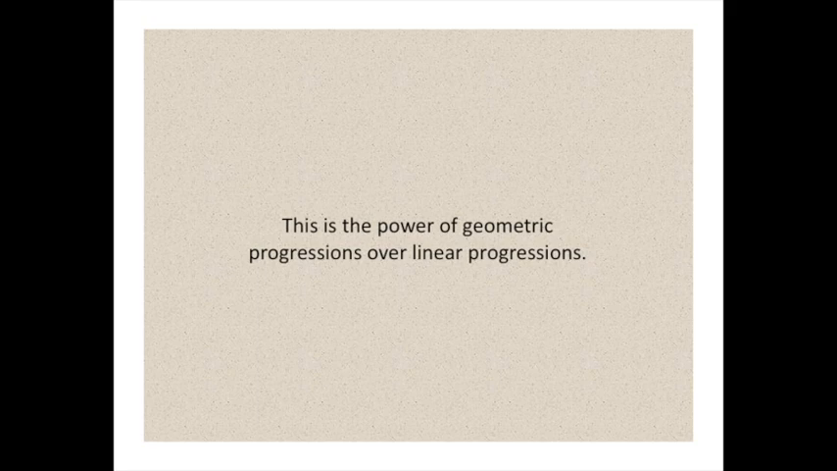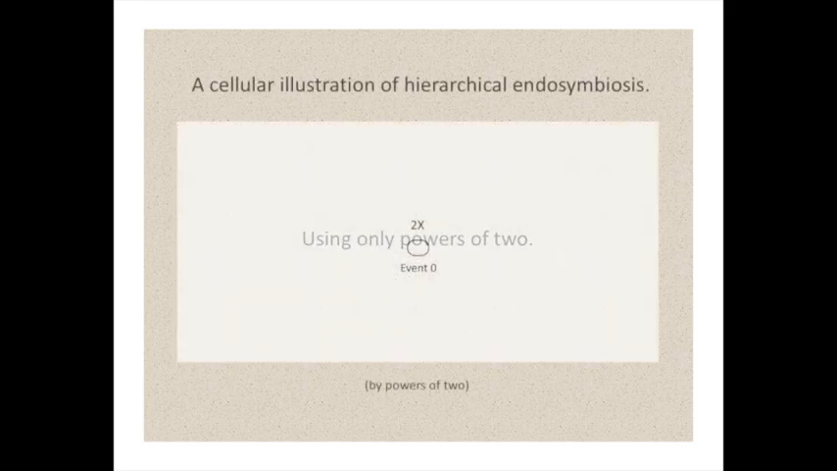This is the power of geometric progression over linear progressions. Linear event, 20 equals 20. Geometric event, 20 equals over 1 million, using only powers of 2. Here is a cellular illustration of hierarchical endosymbiosis.